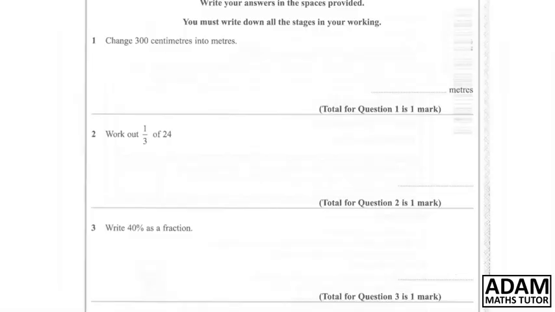Change 300 centimetres into metres. There's 100 centimetres for every metre. So to convert, I just need to divide 300 by 100, which gives me 3 metres.